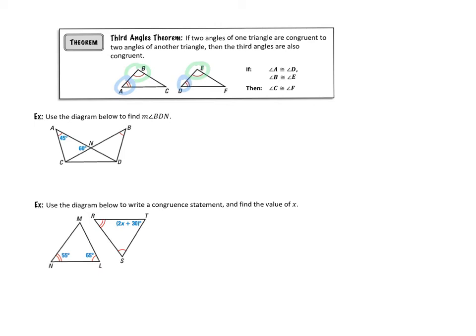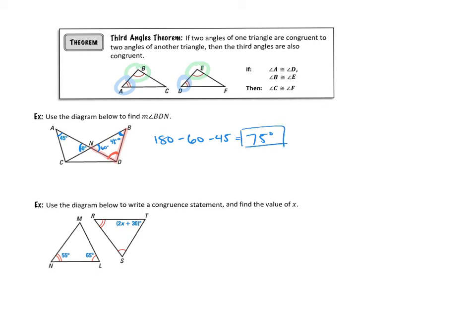In our first example, we want to use the diagram to find the measure of angle BDN. So we are looking at this angle right here. Now, we know, based on our diagram, that angle A and therefore angle B are both 45 degrees. We know that this angle and this angle are congruent because they're vertical angles. So we know that angle D is whatever is left. So 180 minus 60 minus 45 equals 75 degrees.